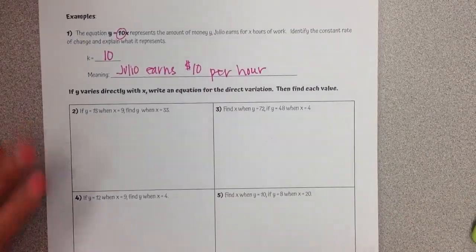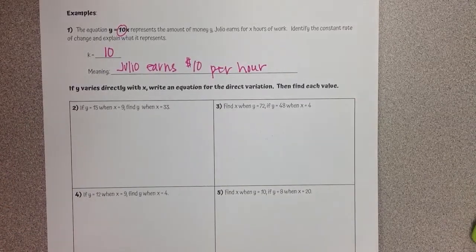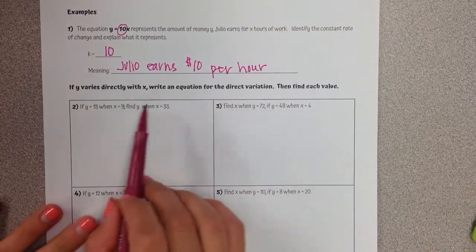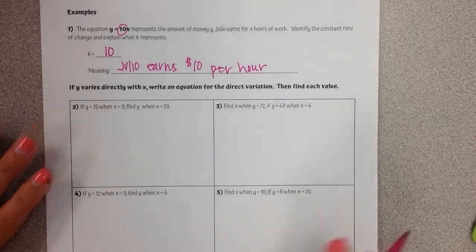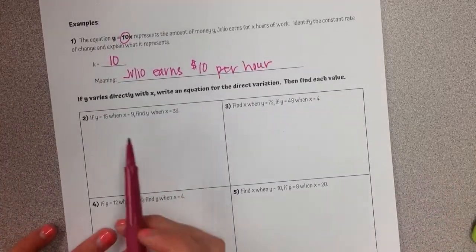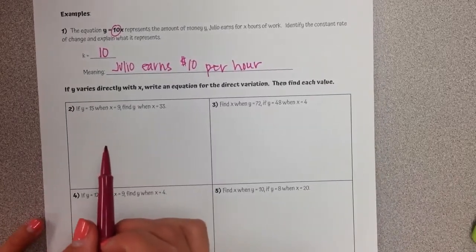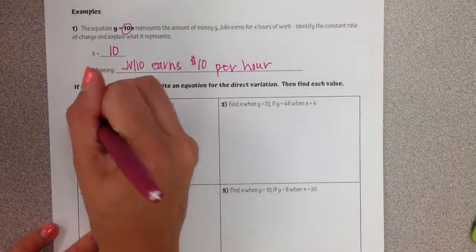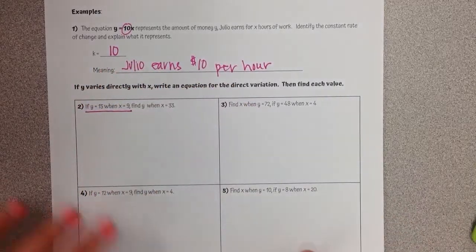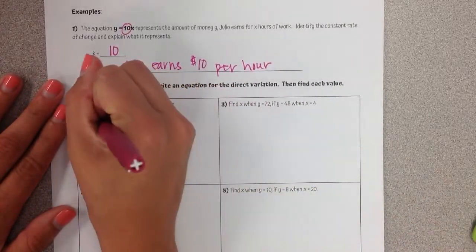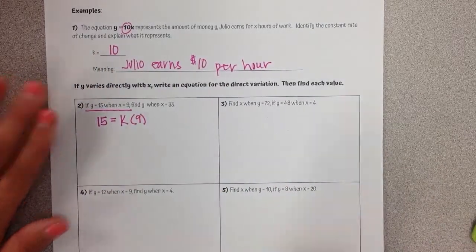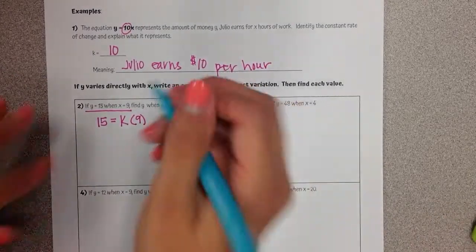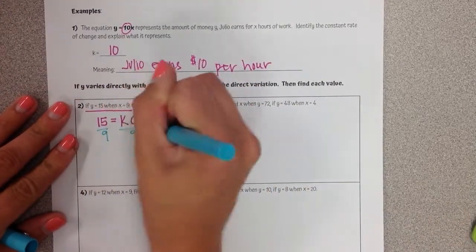Alright, so let's look at an example. If y equals 15 when x equals 9, find y when x equals 33. So the first thing is we need to write an equation, and then we need to find the value. In order to write the equation, we need to figure out what k is. So I want to look at when I'm given both the x and the y value. In this first one, if y equals 15 when x equals 9, I'm given both values. So I'm going to plug that into the equation. Y is 15, we don't know our k value, x is 9. So we're going to solve this equation by dividing by 9.